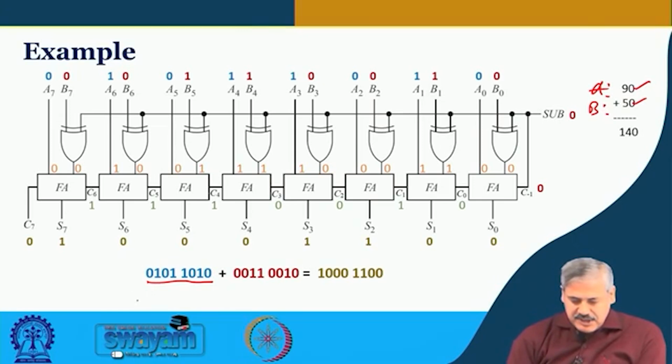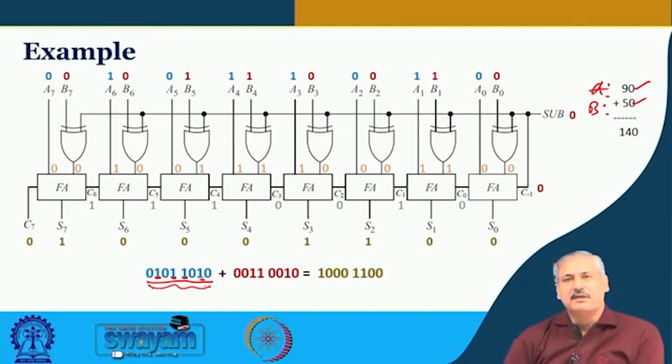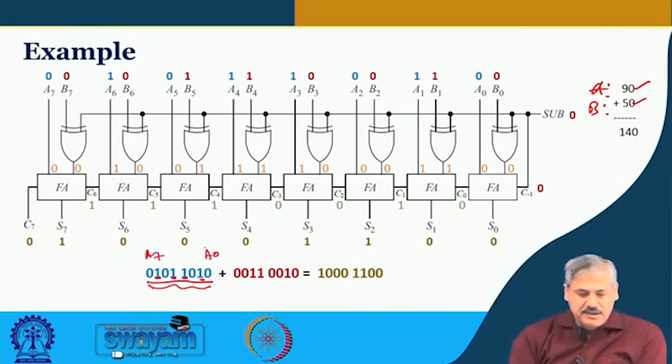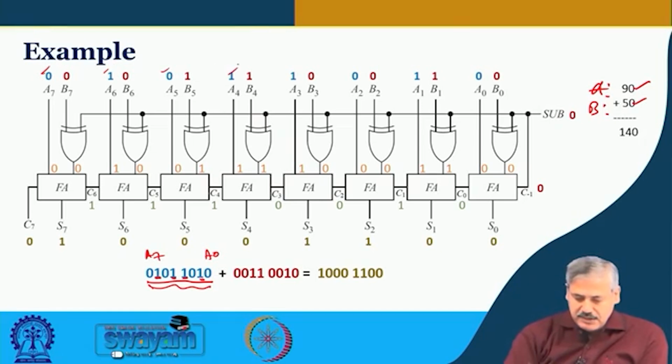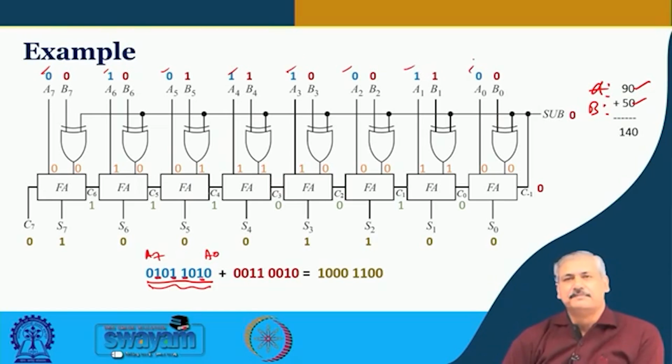So, this one represents 64, this is 16, 64 and 16 make 80, this is your 8, 80 and 8 make 88, and this one is representing 2. So, this particular number is 90. You will put this as A7 to A0. This is how the blue one that you can see is placed: A7 to A0 is 0 1 0 1 1 0 1 0.